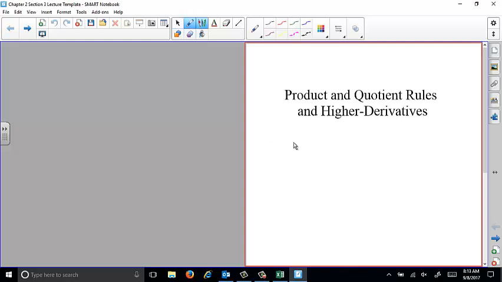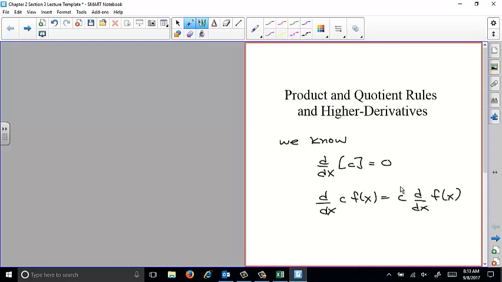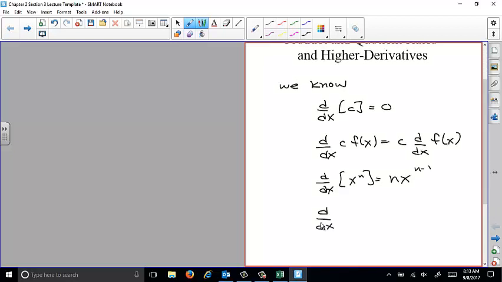So up to this point, what do we know? We know that the derivative with respect to x of a constant is 0. We know the derivative with respect to x of a constant times some function is equal to the constant times the derivative of the function. We know that the derivative with respect to x of a power is the exponent times x to the n minus 1. And we know that the derivative with respect to x of the sine of x equals the cosine of x, and the derivative of the cosine of x equals negative the sine of x. Okay, so that's it so far.